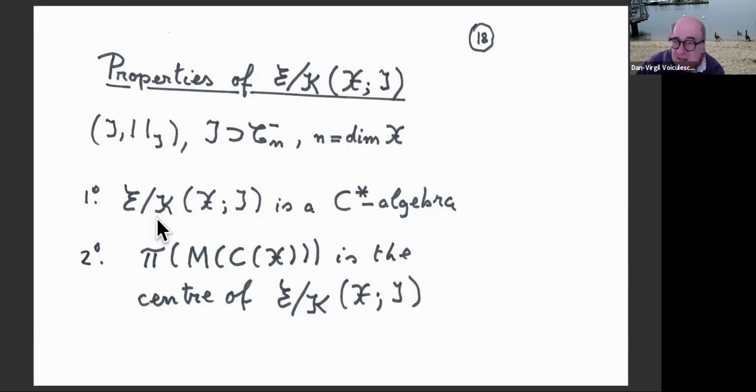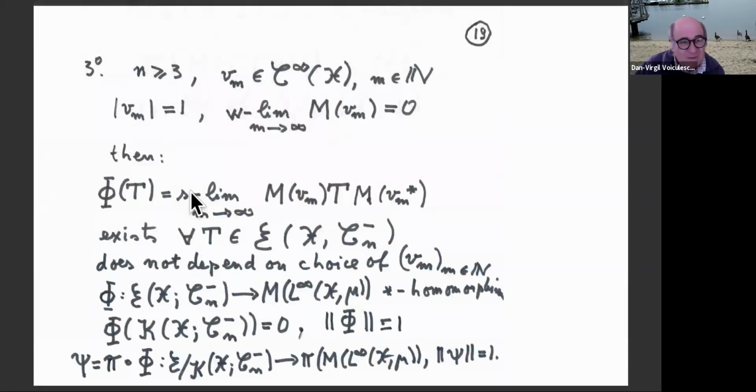The second thing is about the center of this algebra. The center is the continuous functions on the manifold X. So you take the multiplication operators by continuous functions on X, they act in L2 of X with respect to that measure mu, and when they become elements in this Calkin algebra, they are the center of this Calkin algebra.